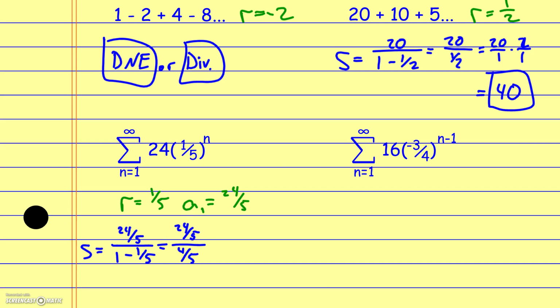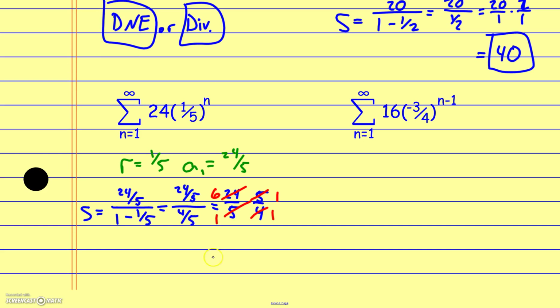And now again, dividing by a fraction is the same as multiplying by the reciprocal. So this is a 24/5 times a 5 over 4. And now I can reduce, I can cross reduce. The 5's cancel out to a 1 and a 1. The 24 and the 4 cancel out to a 6 and a 1. I multiply straight across and it gives me a 6. Okay, which is not a surprise. That's what we said it was going to be. That's what we saw it heading towards earlier.